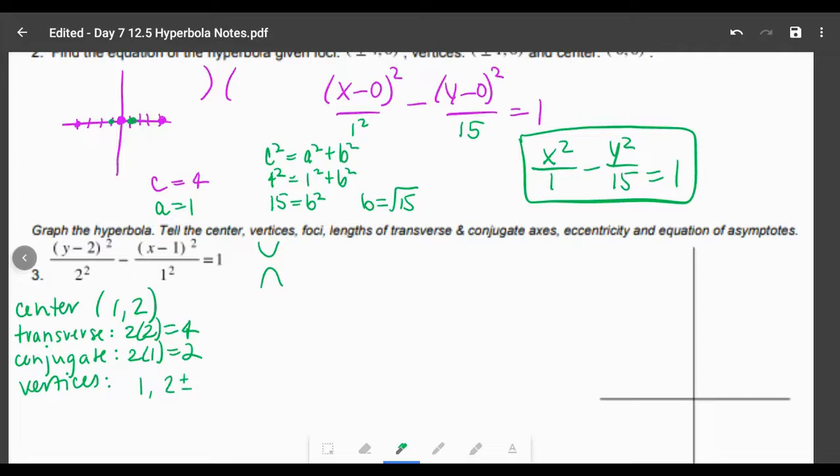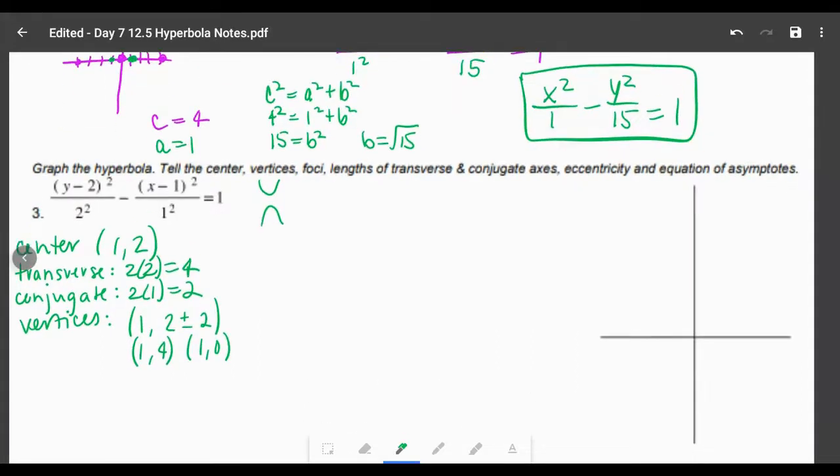by whatever a is, and a is 2. So that's going to be 1, 4 and 1, 0. We can start to graph if we would like. And we're going to start at 1, 2. I'm going to go up and down 2. So that gives me my vertices, which are at 1, 0 and 1, 4, which we had.